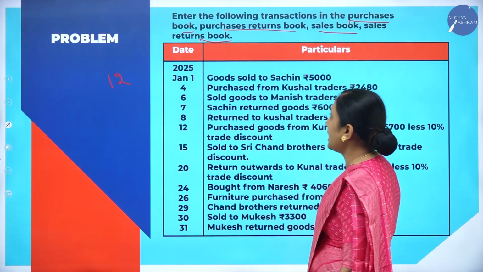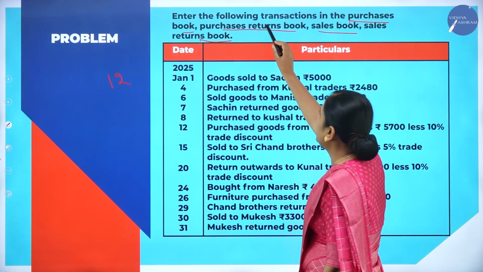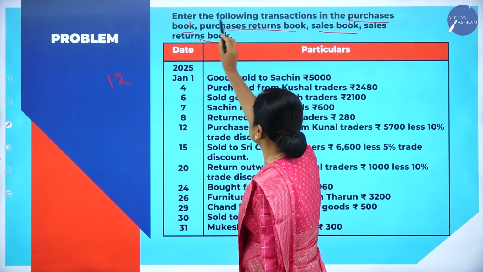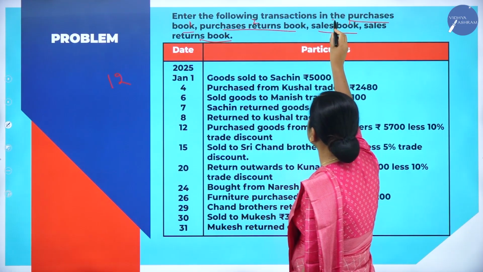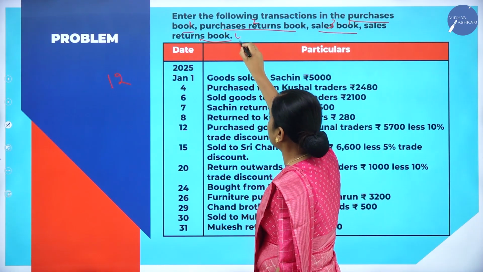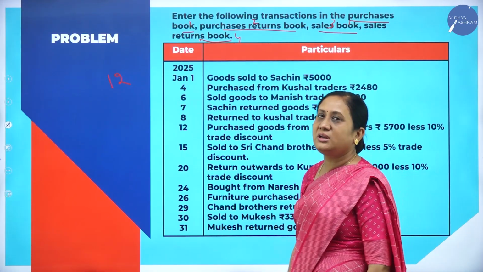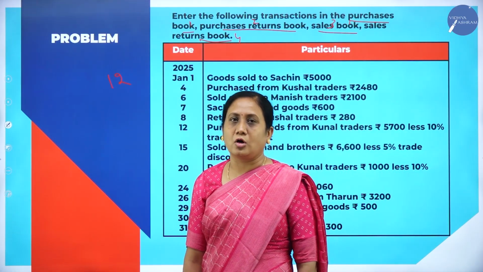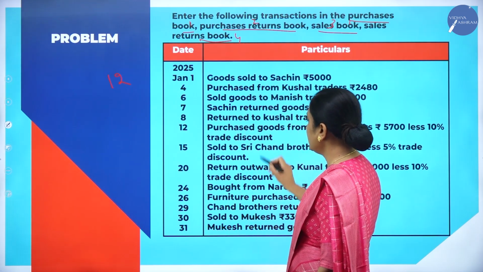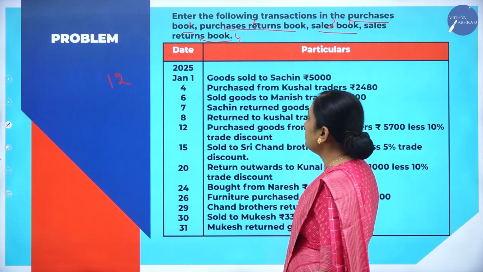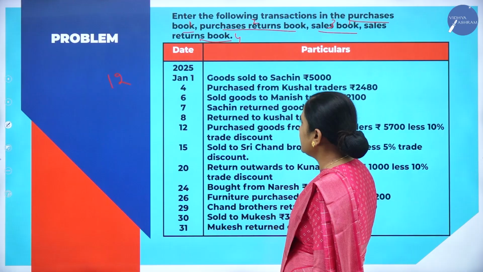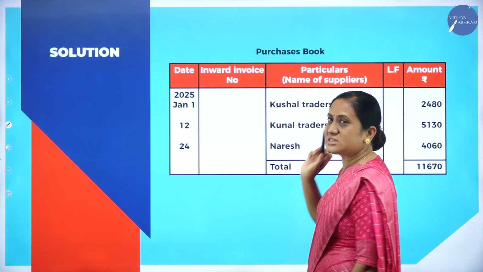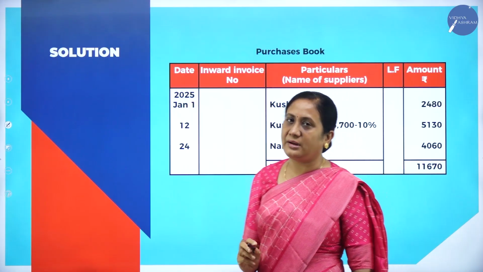So they'll ask questions like this: enter the following transactions in the purchases book, purchases returns book, sales book and also sales returns book. These are the four subsidiary books we have to maintain, which we have to record by looking into those transactions. Now, when they give problems like this, first we have to make the columns and keep them ready.